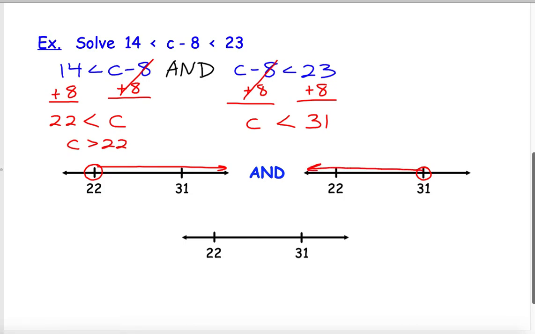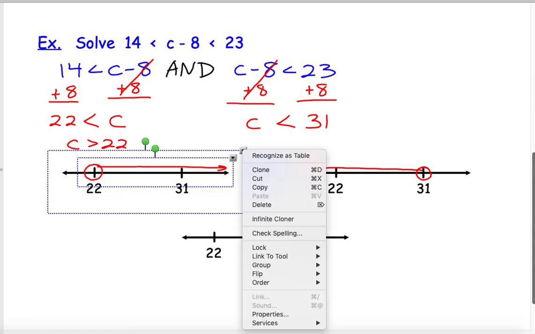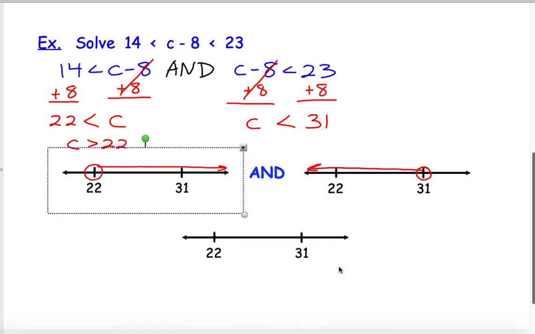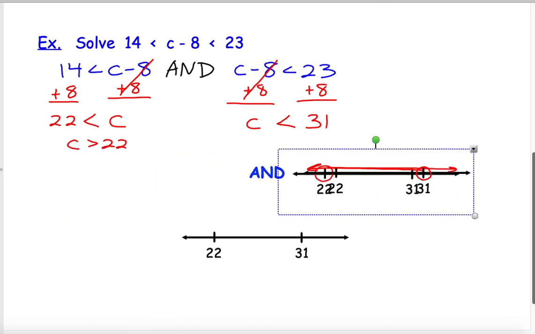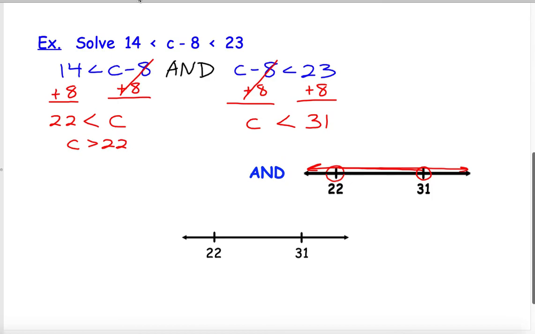Now remember how the and worked. Both of the statements have to be true when you plug in a value for the variable. And that would mean that if I put one graph on top of the other, if one graph was yellow and the other one was blue, what would be green in the picture? So if you can think of that as the yellow over the blue, where they overlap would be green, what would that be? Well, that would be everything between the 22 and the 31. So for our final answer on a graph, it would look like that.